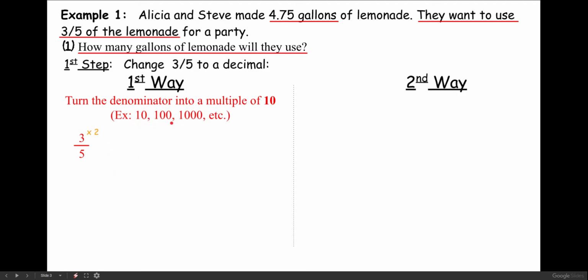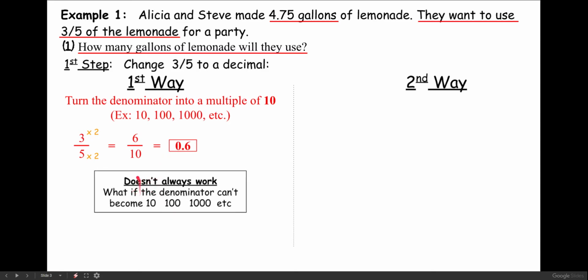If we can turn that denominator, the bottom number, that 5, into a multiple of 10, such as 10 or 100 or 1,000, we can easily turn it into a decimal. If you multiply the bottom by 2, and you multiply the top by 2, you get 6/10, and 6/10 is just 0.6.